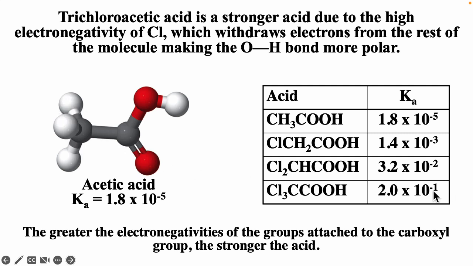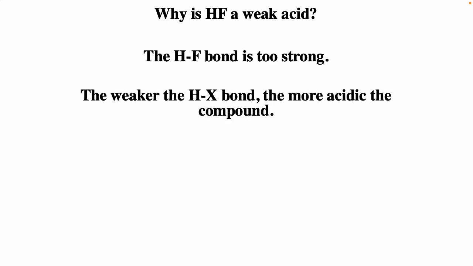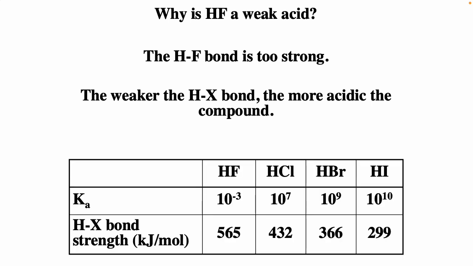So why is HF a weak acid and not a strong acid? I mean, if you look down the group of the halogens, HCl, HI, HBr, they're all strong acids. HF is a weak acid because the HF bond is too strong. Remember, the weaker the bond, the stronger the acid. The HF bond is just too strong for it to be a strong acid.